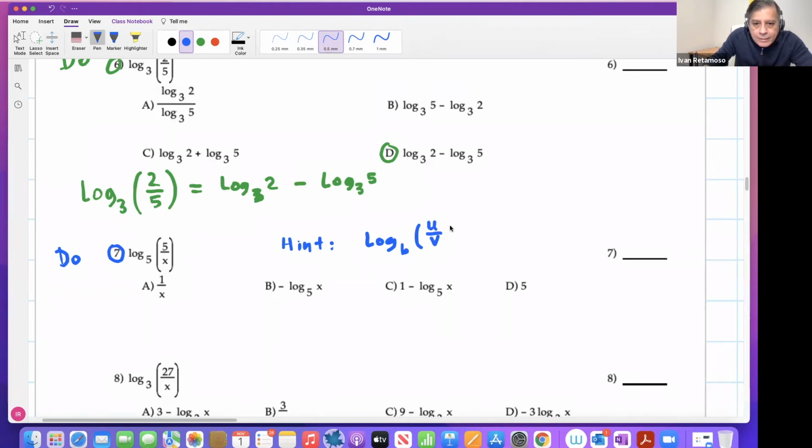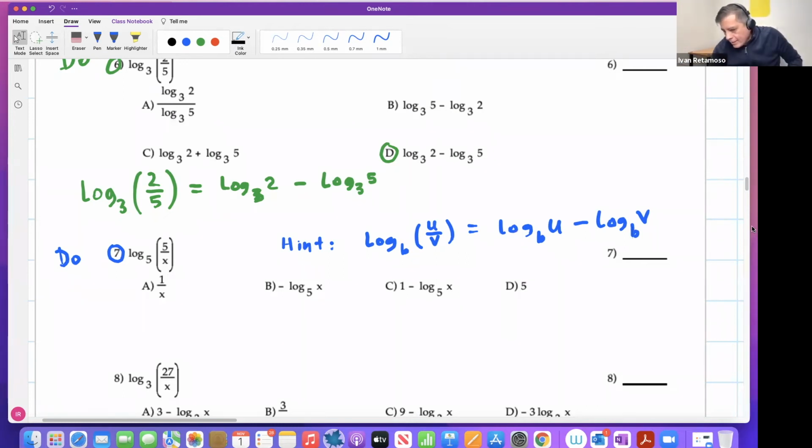U over v, base b of u minus log base b of v, as in victory, right? The log of a quotient is the difference of the logs. You will have to go over a little simplification before presenting your answer.